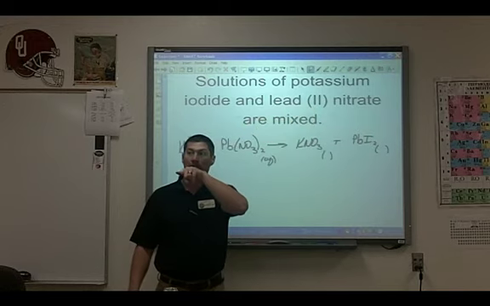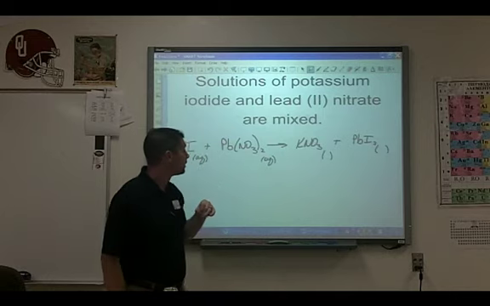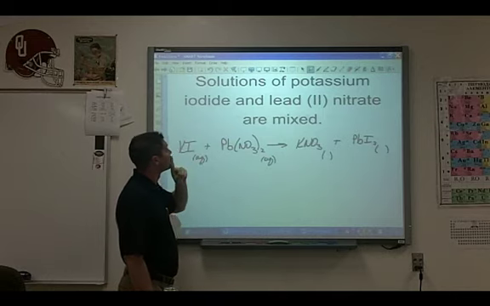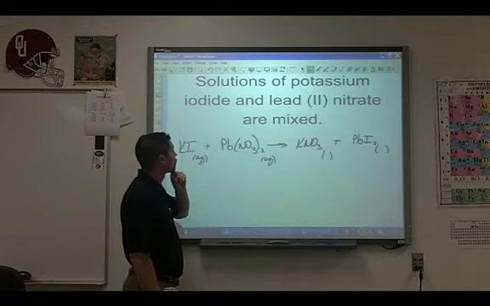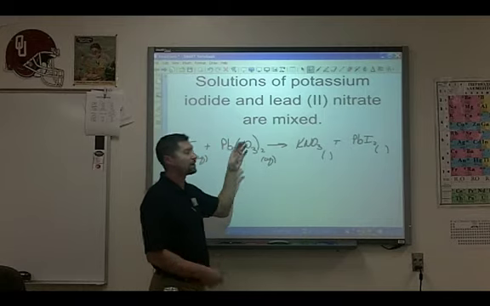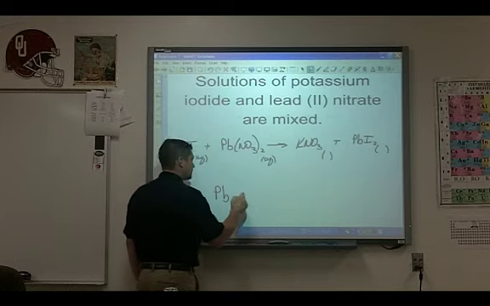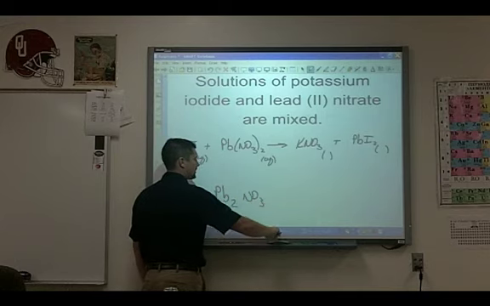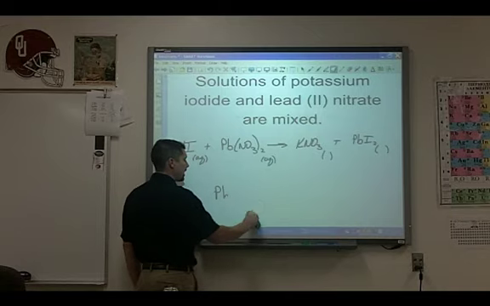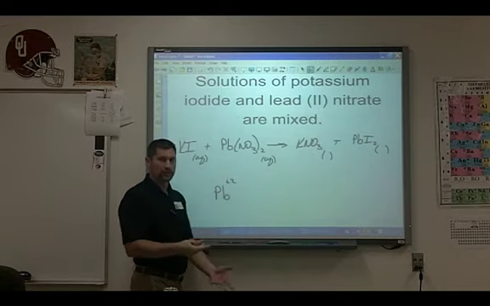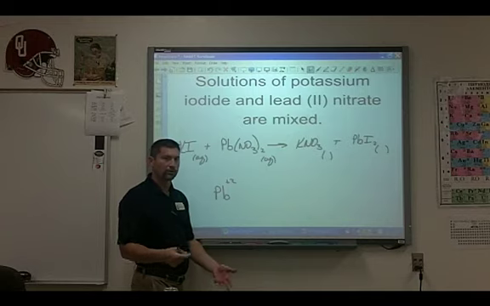Wait, why doesn't it go by the lead? The lead(II) nitrate. Why doesn't the 2 after the NO3 go behind? When I say lead(II) nitrate, I'm not telling you how to write it out. I'm telling you it's lead with the charge of 2, because there's lead(IV) also.